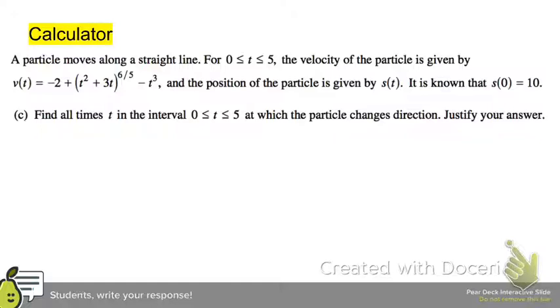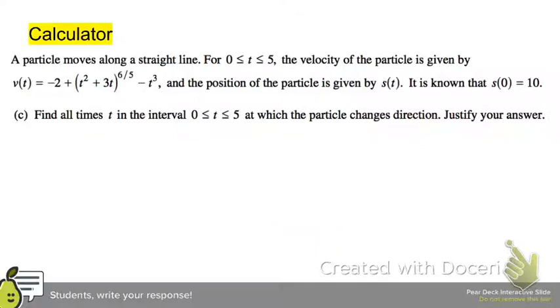Again, we've done this question before, so I won't offer as much explanation. If you need more explanation, go back to the previous video to figure out why we're doing what we're doing. In the previous video, we explained that when a particle is changing direction, two things are happening. Number one, the velocity should be equal to 0 because that means the particle is stopped. And number two, the velocity function should be changing sign from positive to negative or from negative to positive, because that means it's changing from going to the right to the left, or vice versa, from left to right.